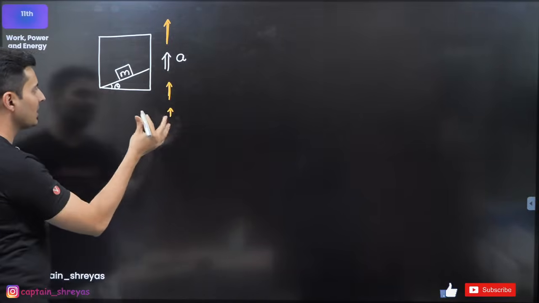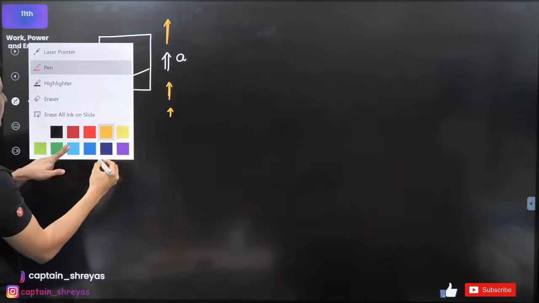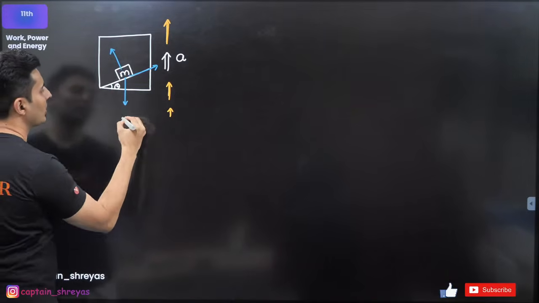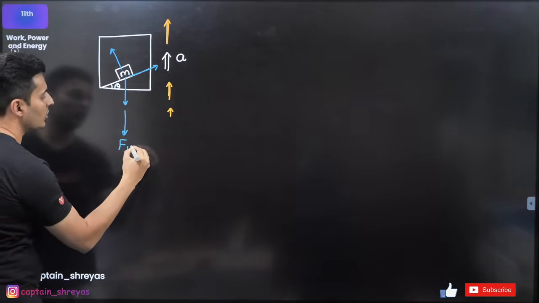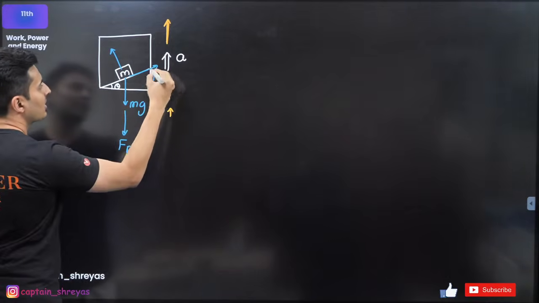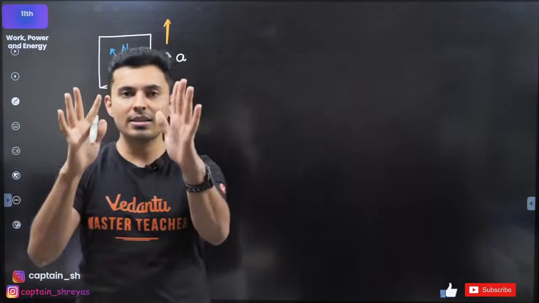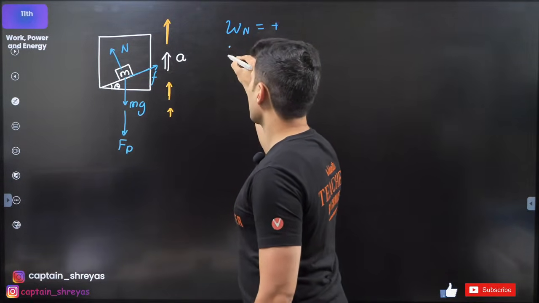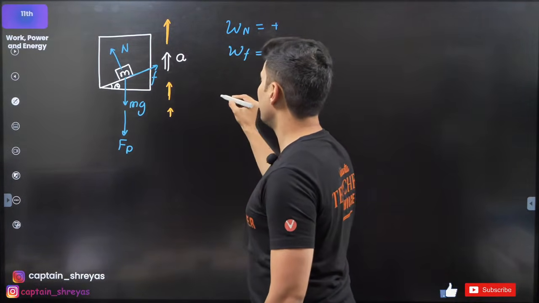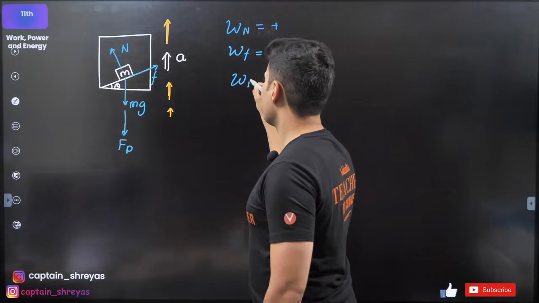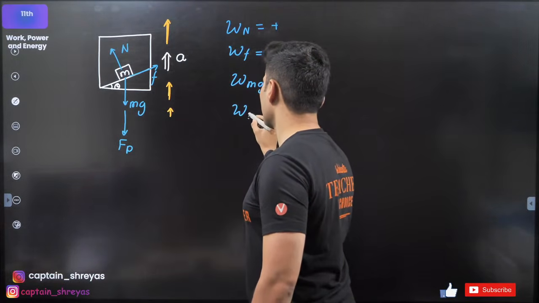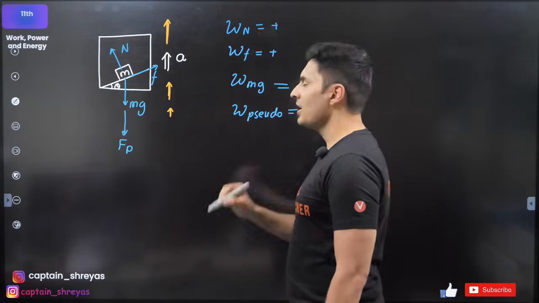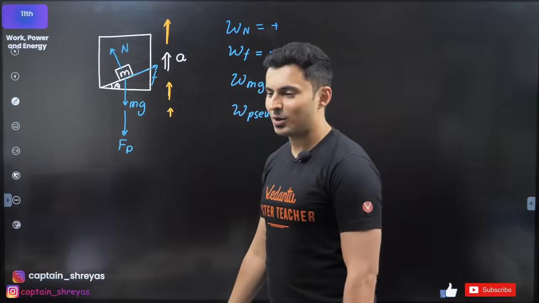So velocity is changing. Here if you notice, apart from your regular mg force, normal force, frictional force, there will be additional pseudo force also. Mg is there, friction is there, normal is there. Quickly think and tell me. I know that normal is going to do positive work. Friction is also going to do positive work. Quickly think and tell me, will pseudo force do positive work or negative work or 0 work? Quickly think and tell me.